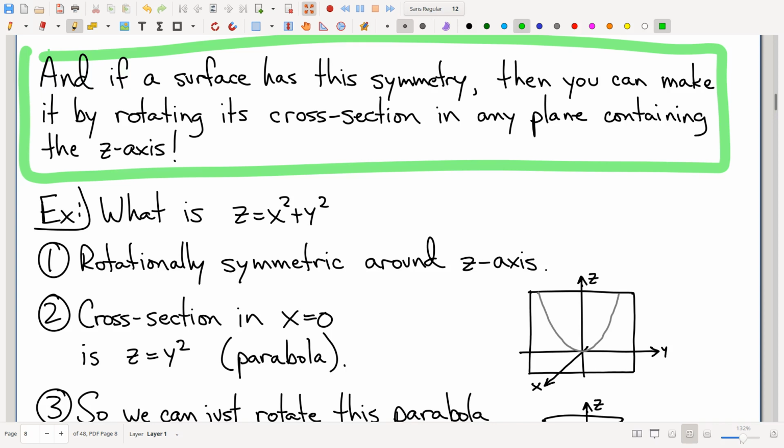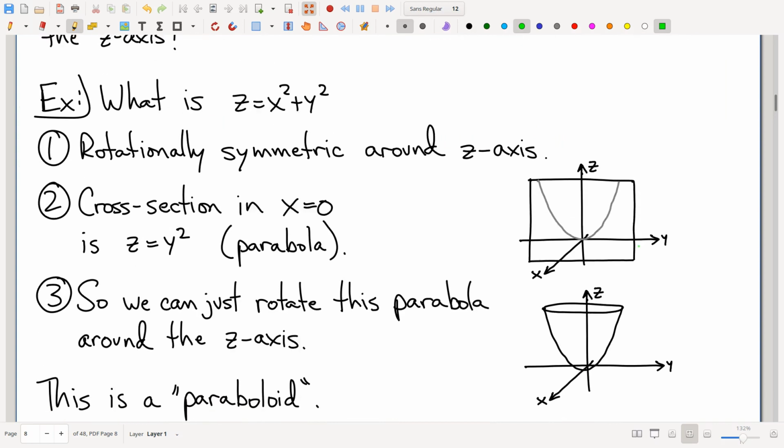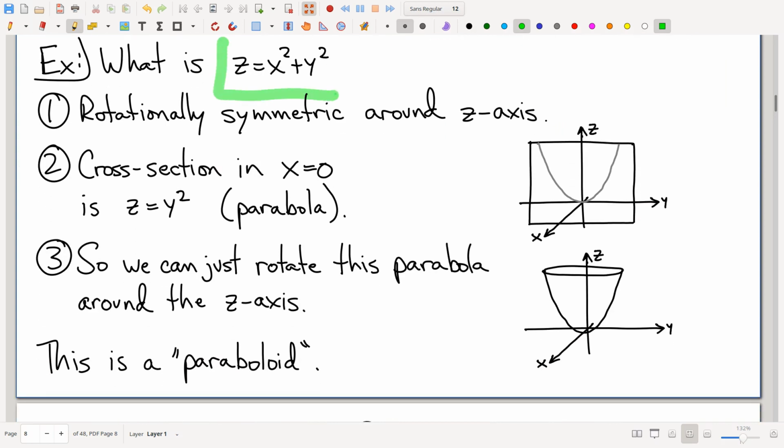So here's this collection of observations in action. Let's try to understand this equation right here. You may recall last time I threw this up on the board and said, well, we'll be able to understand pretty soon how to draw this equation, the solution. So step one, x and y appear only in the proper form. This is rotationally symmetric around the z-axis.